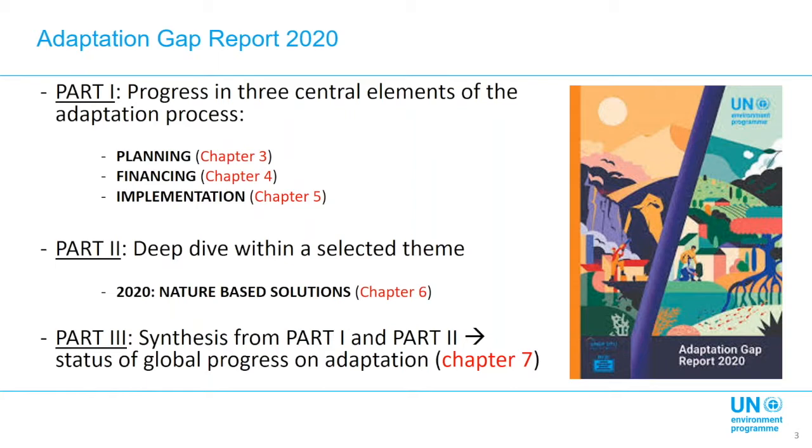From 2020 and going forward, the Adaptation Gap Report will have a recurring 3-part structure. That is, the same basic outline will apply to all Adaptation Gap Reports to be prepared towards the first Global Stocktake in 2023. Part 1 is the core element of this recurring format and involves an assessment of progress in 3 central elements of the adaptation process: planning, financing, and implementation, with 1 chapter dedicated to each, as indicated here on this slide.